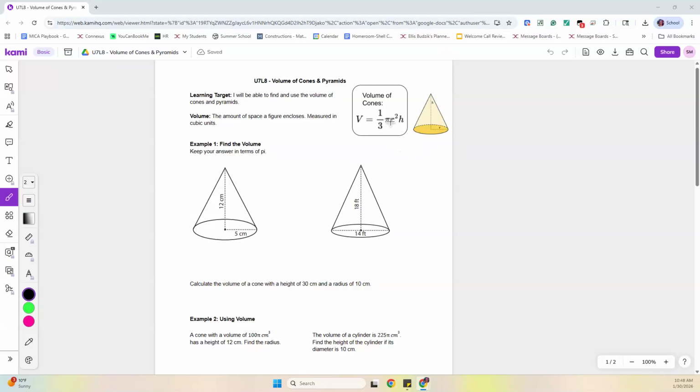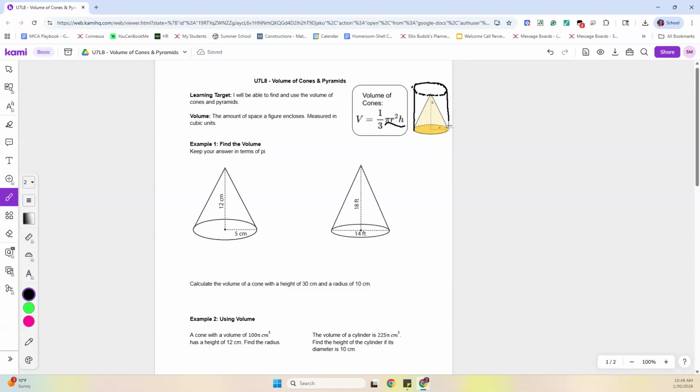And it looks very similar to the cylinder that we did the other day, where the cylinder had pi r squared h in it, but now we have 1/3 times that pi r squared h. And the reason why is because if you look at this cone here, and if you were to do the height, that cone is actually 1/3 of a cylinder's volume.